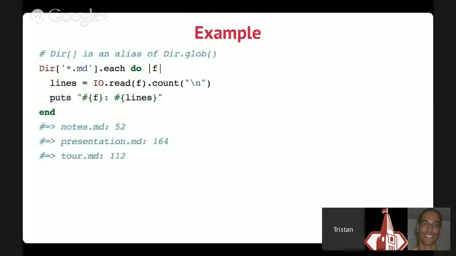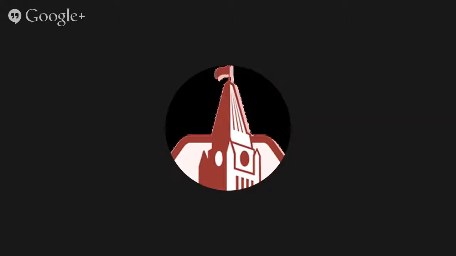So I have an example here that uses an alias of Dir.glob. You can use Dir.glob to, for example, iterate all files of a certain type in a directory.